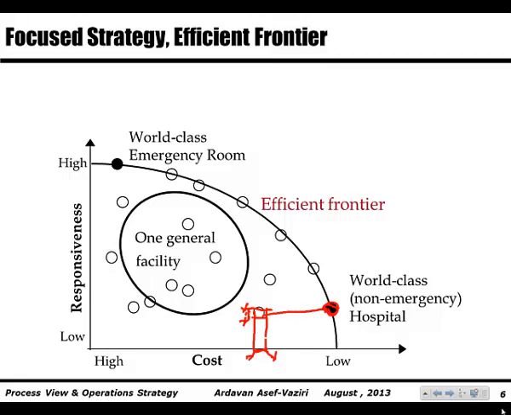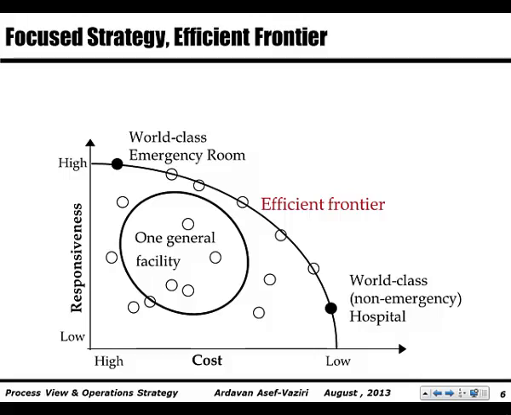This is a focused organization. This is a focused organization. These are also focused organizations, and these are also focused organizations because each of them occupies a small portion of the four-dimensional space, or in this example, two-dimensional space. However, these organizations, these processes are world-class because they are on the efficient frontier.